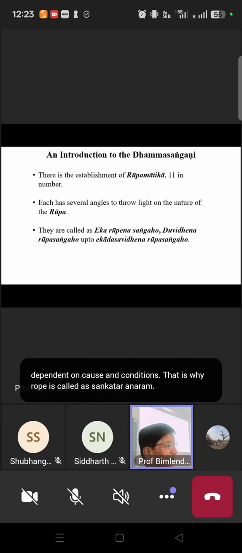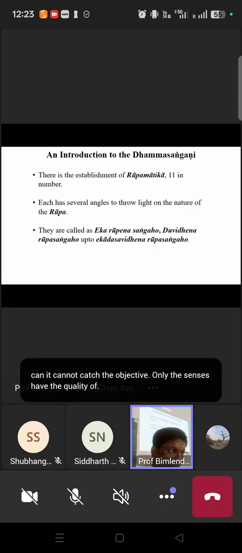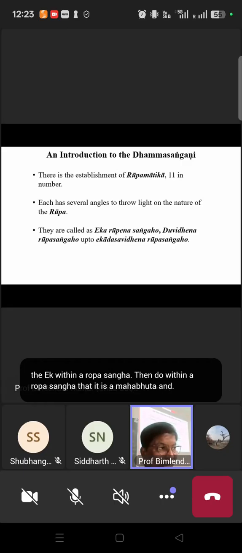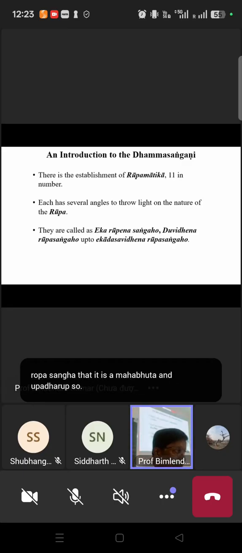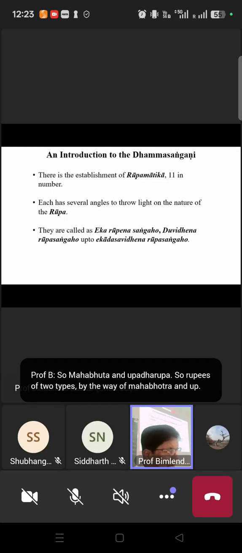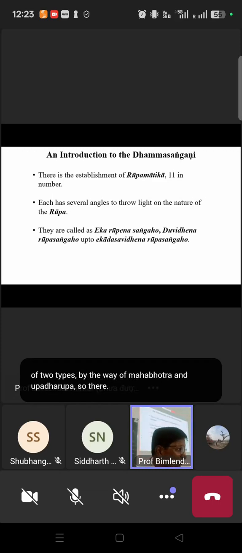Anarambana, that the rope is already an object, it cannot catch the object. Only the senses have the quality of catching the object. So this is the ek vidhina rupa sangho. Then do vidhina rupa sangho, that it is the taroja mahabhuta and upadarup. So rope is of two types by the way of mahabhut and upadarup. So there are three ways of rope.